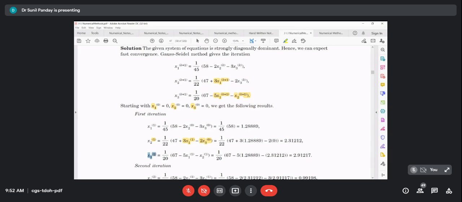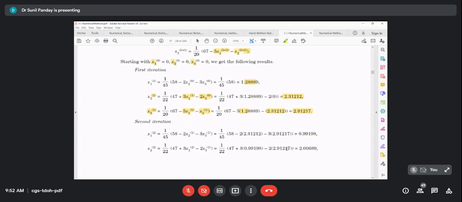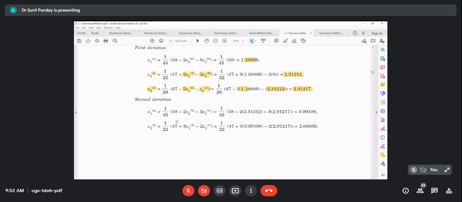Now to get the x3 first updated value, because now we have the x1 first updated value and the x2 first updated value in the first iteration itself, we are using this value here and this value here, and we are getting the updated value of x3. And now similarly, to get the second iteration updated value of x1, the first step is the same as with the Jacobi first step.